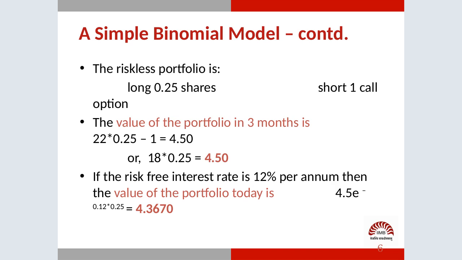So therefore, I calculate the present value of that, and the present value works out to be 4.367, which is nothing but discounted at 12%. So now what do I have? I have the current portfolio, which is delta shares and one short option. And what is the value of the portfolio from that side?